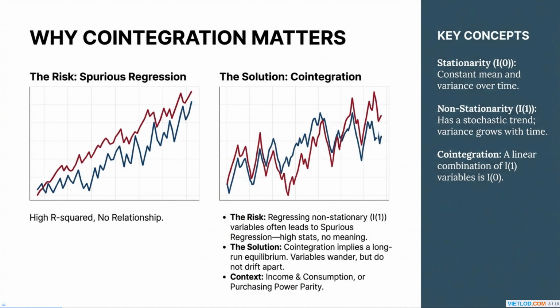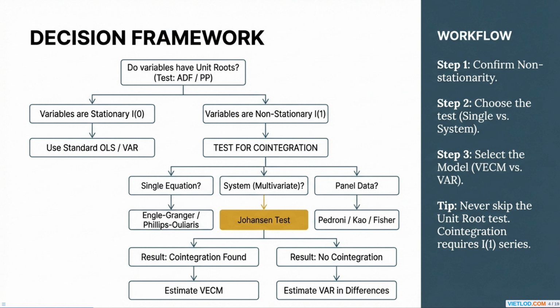Stationarity, I(0). This refers to a time series where the statistical properties like mean and variance remain constant over time. Non-stationarity, I(1). This describes a series that has a stochastic trend, meaning its mean and variance change and grow over time. Most economic time series fall into this category. Cointegration. This is a powerful concept where a linear combination of two or more non-stationary I(1) variables results in a stationary I(0) series. This stationary combination represents their long-run equilibrium relationship.